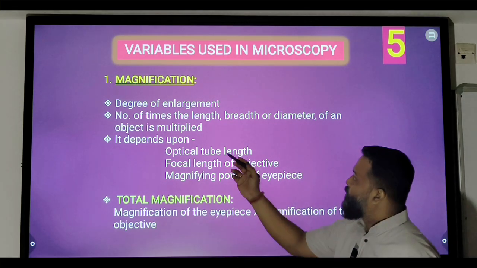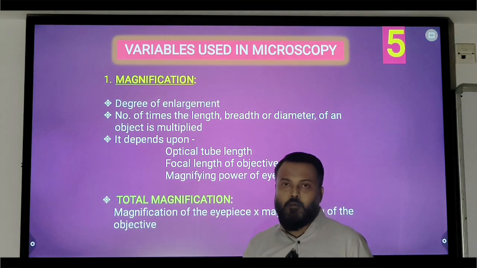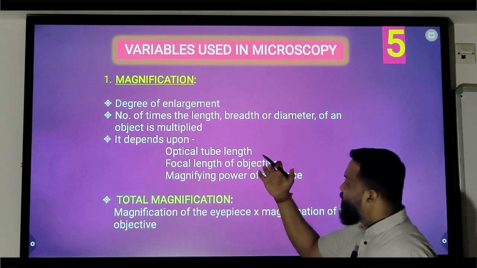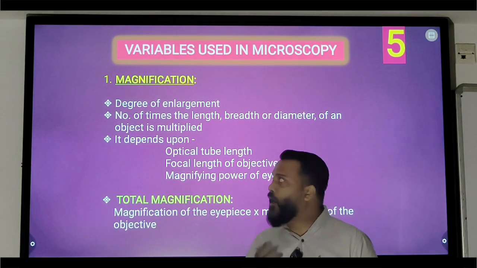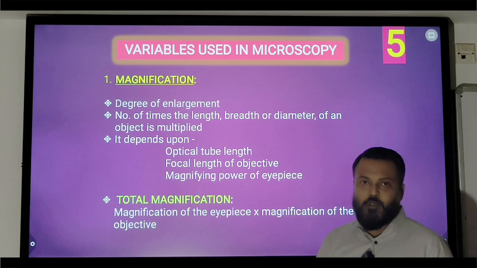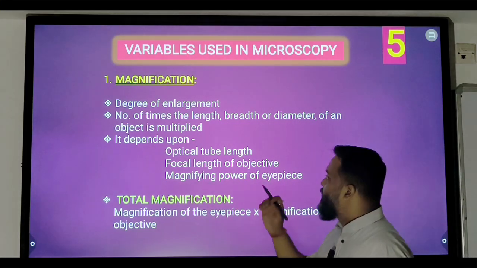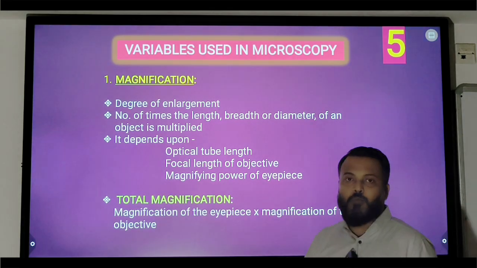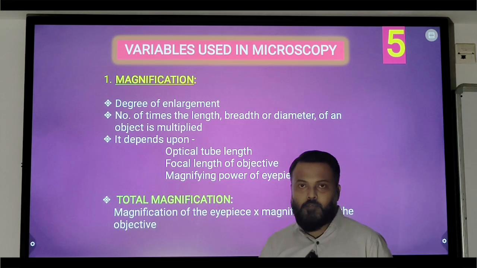So the number of times the length, breadth or diameter of an object is multiplied is termed magnification. It depends upon certain factors. Number one is the optical tube length. Number two is the focal length of the objective, and the third one is the magnifying power of the eyepiece lens.